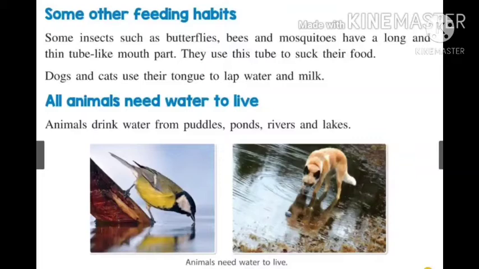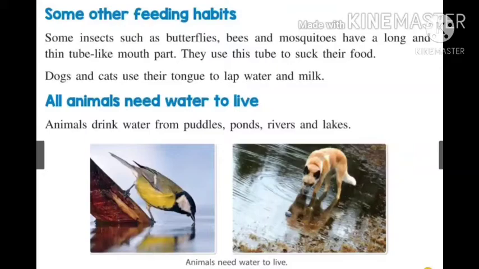Dogs and cats use their tongue to lap water and milk. So what do we know here? We know that some insects like butterflies, mosquitoes, bees, they have a long and thin tube in their mouth. With the help of that tube, they suck their food. And dogs and cats, how do they drink milk? They lap the water and milk with the help of their tongue. And we all know that all animals need water to live. But the question is, from where do they drink water?